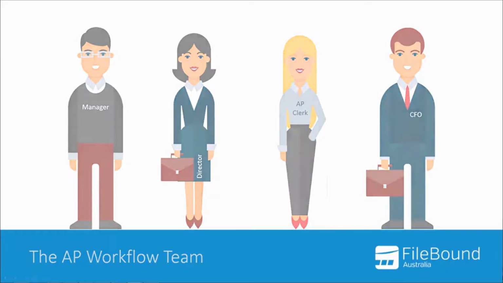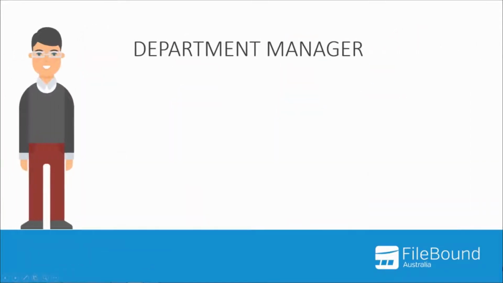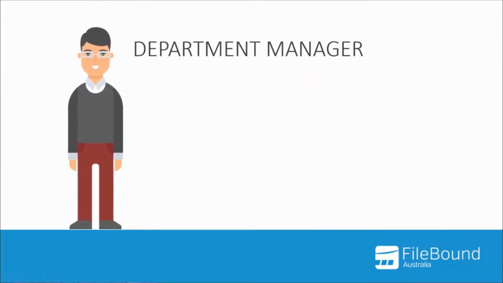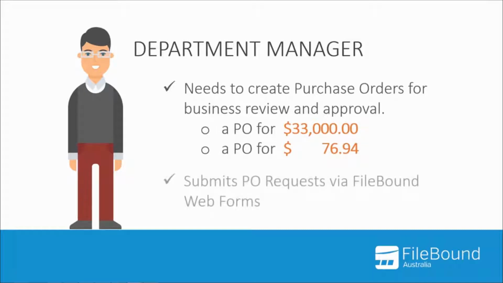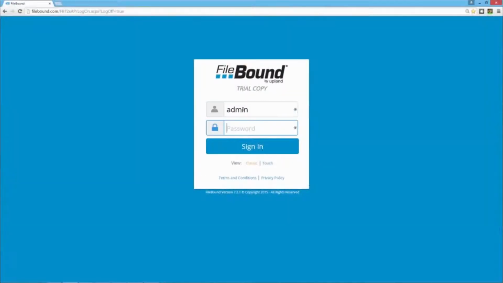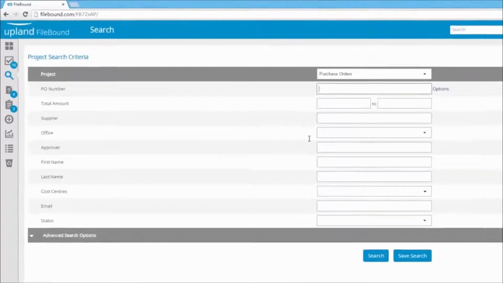So let's get cracking. Our process starts with the IT manager. He's going to need to create a couple of purchase orders, one for $33,000 and one for $76.94. And seeing he's using the FileBound platform, he'll submit his purchase order requests via FileBound web forms. Just logging into FileBound here, we're going to navigate along to our FileBound forms.